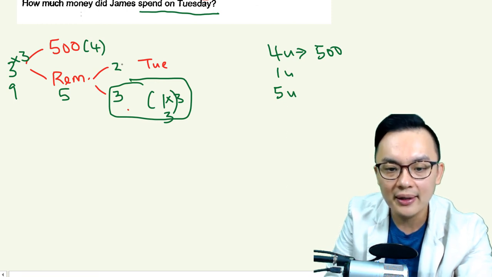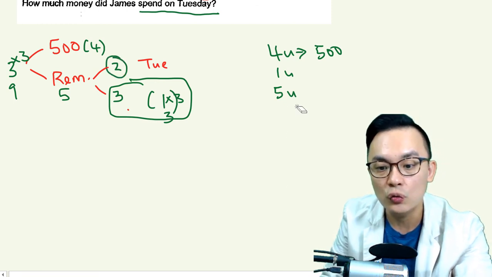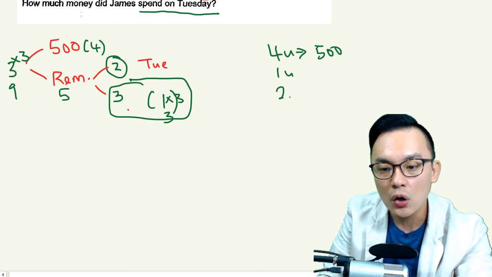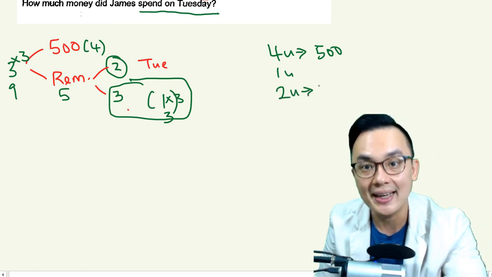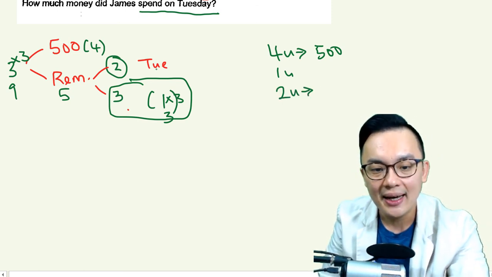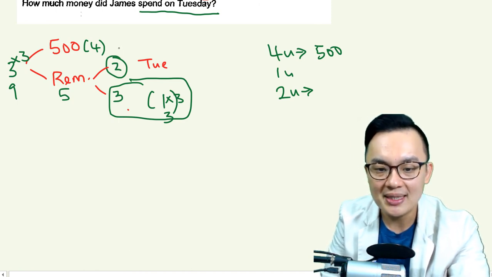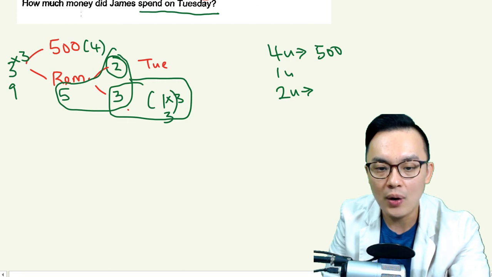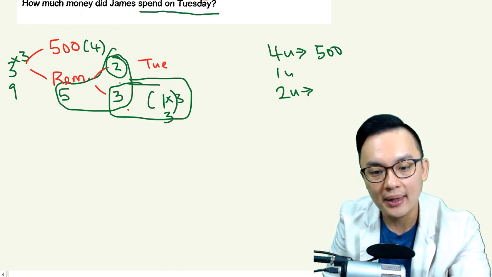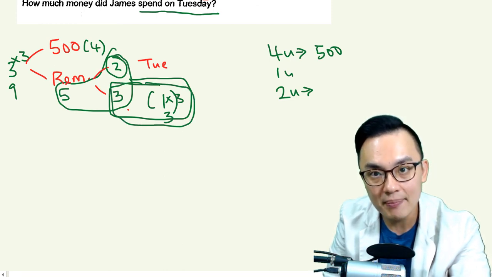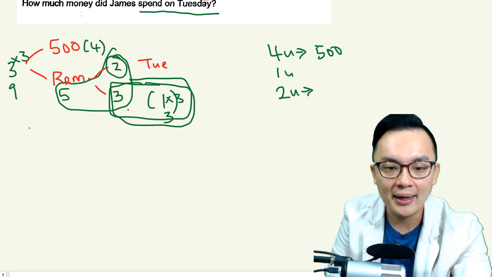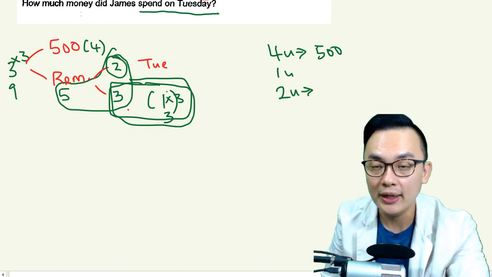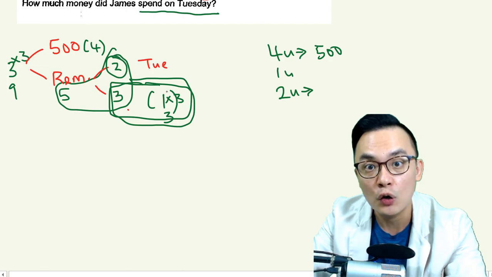From here, you can find 1 unit, then you can find 5 units. Or, an easier way is to straight away find 2 units, because you know 2 units will be your Tuesday. For me, I actually think that this method is easier, but you have to understand that this part is one ratio by itself, and then you have to make the two the same. Then you can combine all the ratios together. It depends on which one your child is more comfortable with.